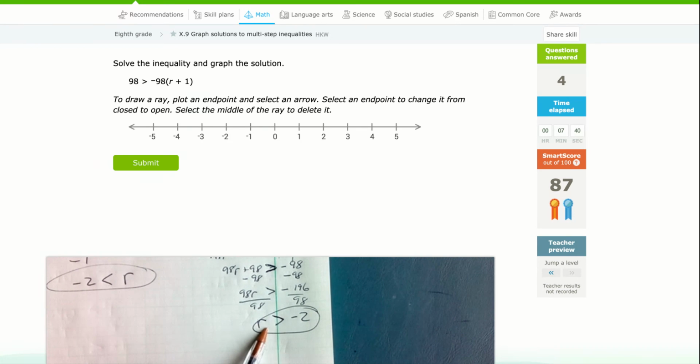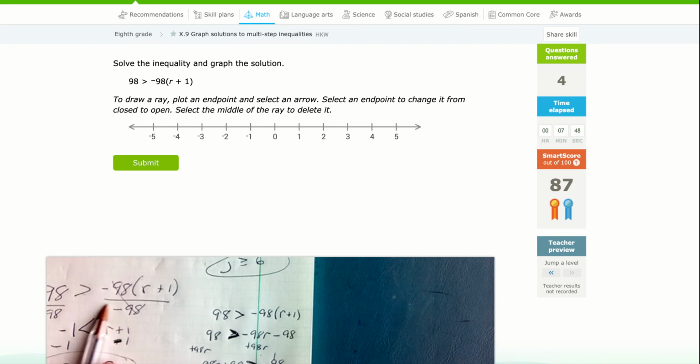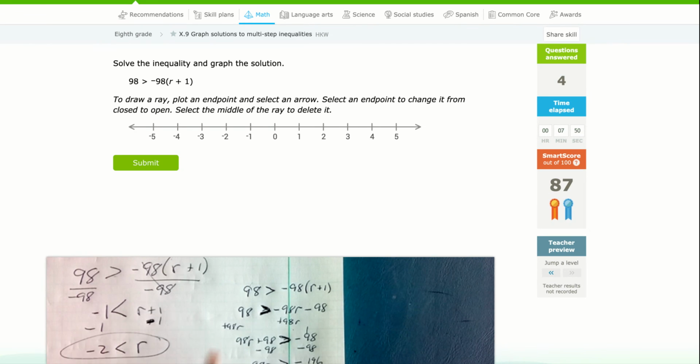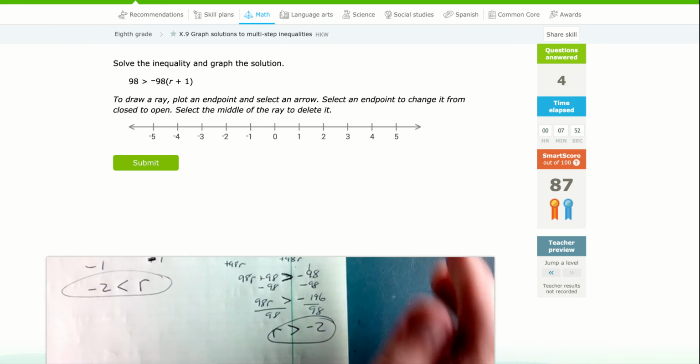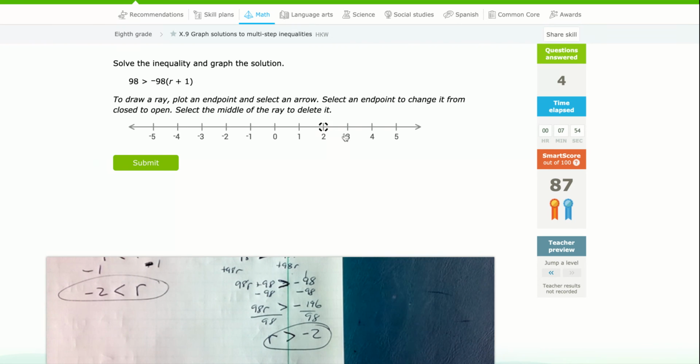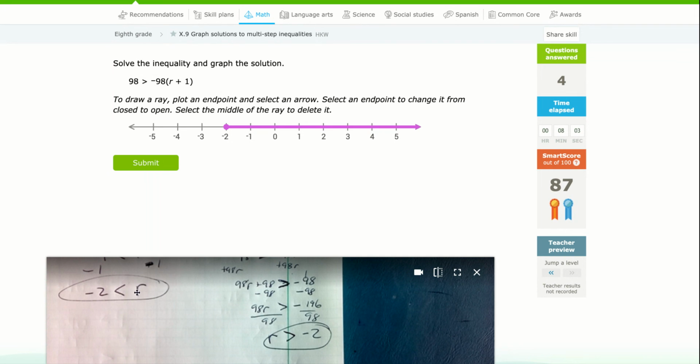You notice that the r is on the left, so now the arrow is going to point the direction we go. So I don't know, I think that was a lot easier to solve the way I first did it, dividing the negative 98 over, than it was to distribute and do all that extra work. But I leave it up to you, whatever makes more sense to you. Just make sure that I'm going to go to negative 2. I'm going to go to the right, because r is greater than, whichever one you're looking at, r is greater than negative 2.